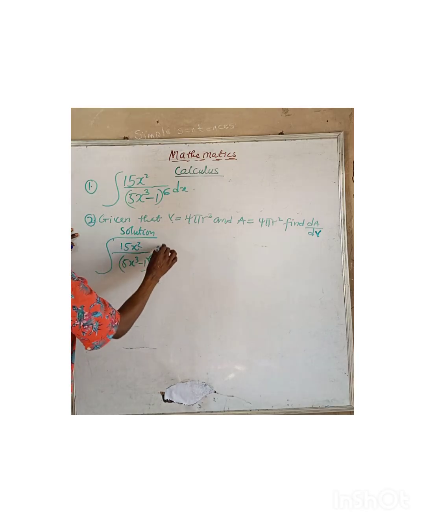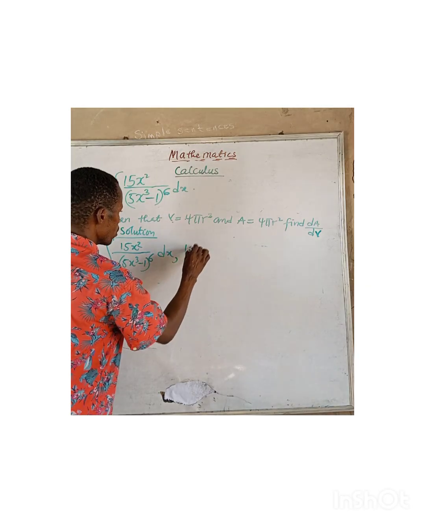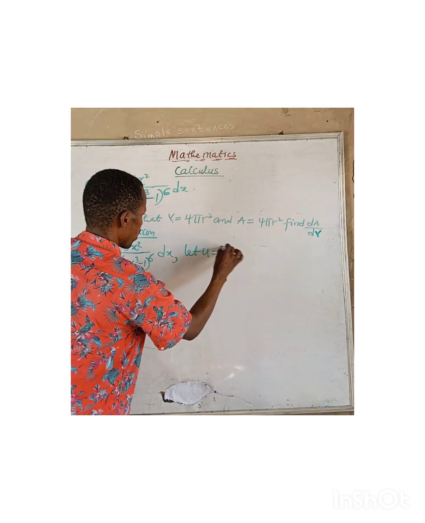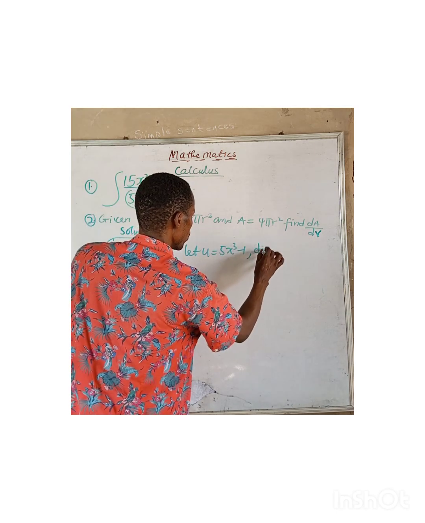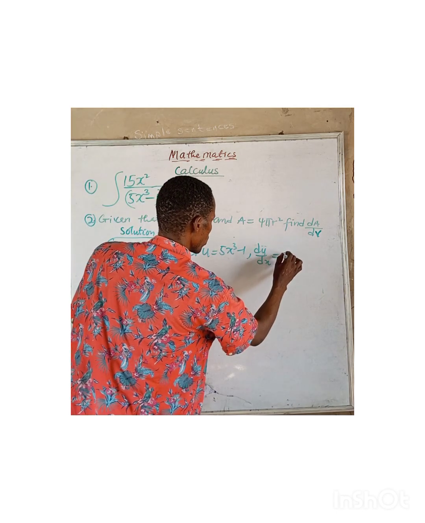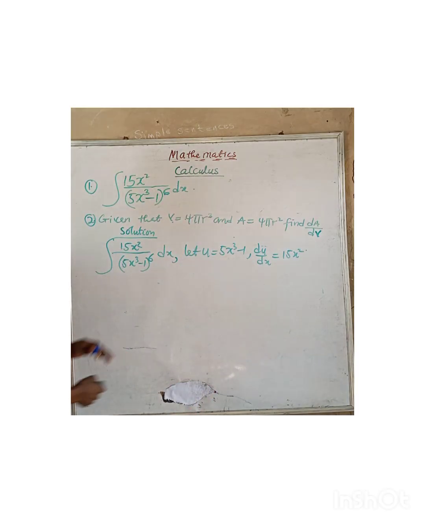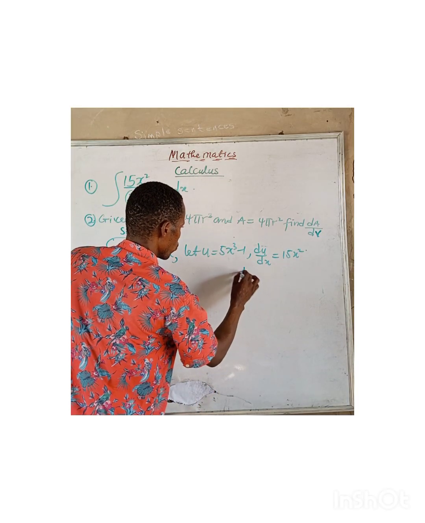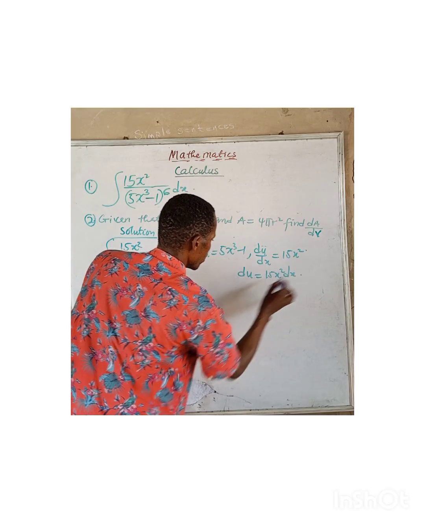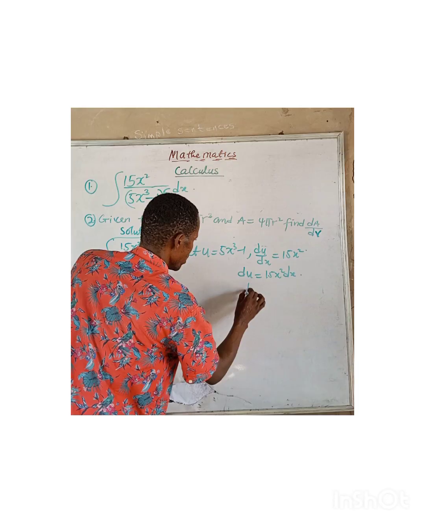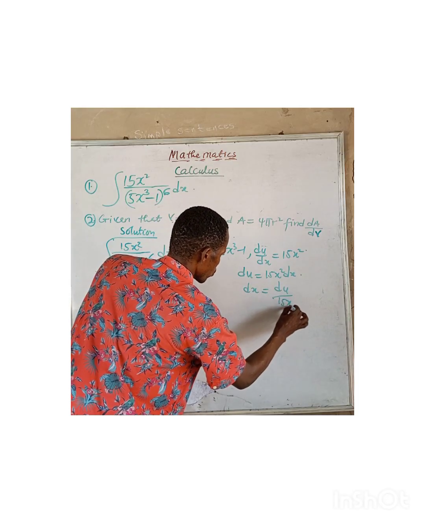This integrates. So if you are doing this, you say let u equal 5x raised to power 3 minus 1. Therefore, du over dx is going to give us 15x squared. Now, from here, we have du equals 15x squared dx. Therefore, our dx will give us du all over 15x squared.